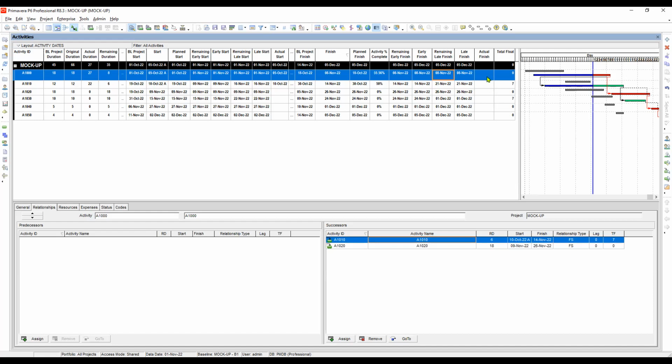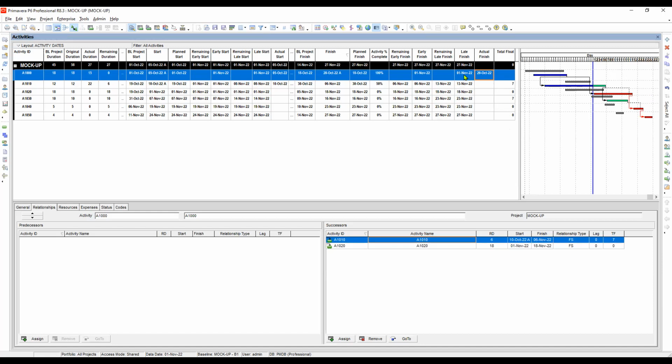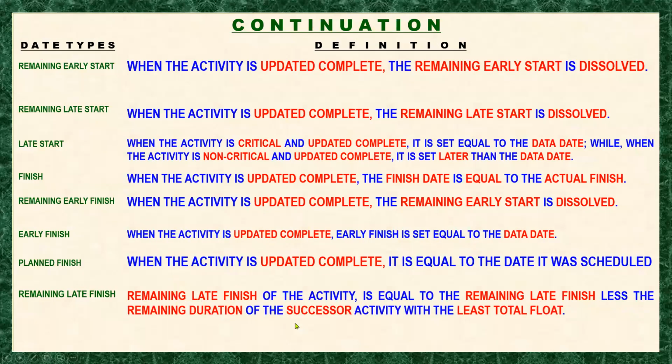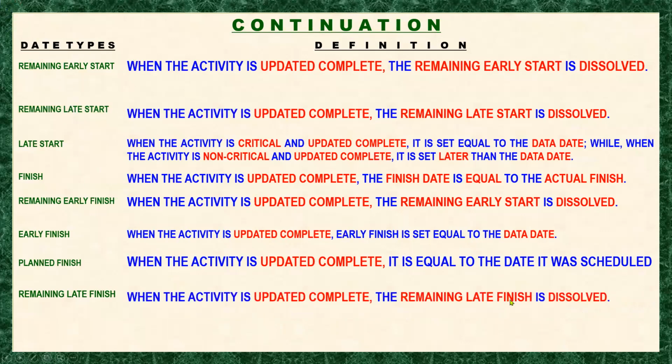Okay, so when we make this complete, let's say 20, what happened? The remaining late finish is dissolved. Okay, so let's move forward. Here is our assessment. Our remaining late finish of the activity is equal to the remaining late finish less the remaining duration of the successor activity with the least total float. So when the activity is updated complete, the remaining late finish is dissolved.